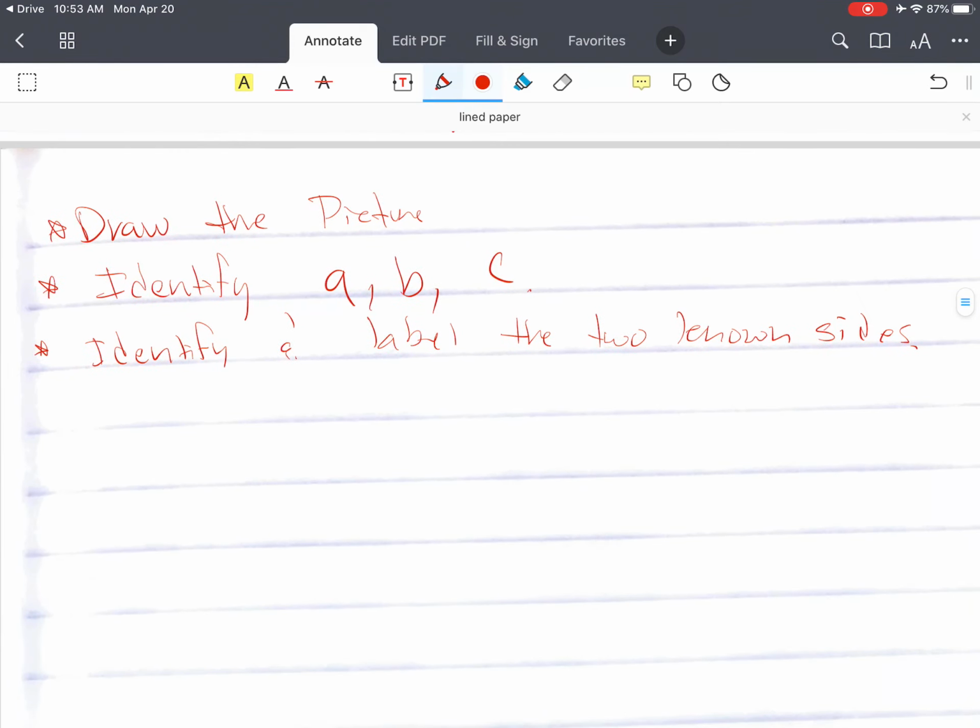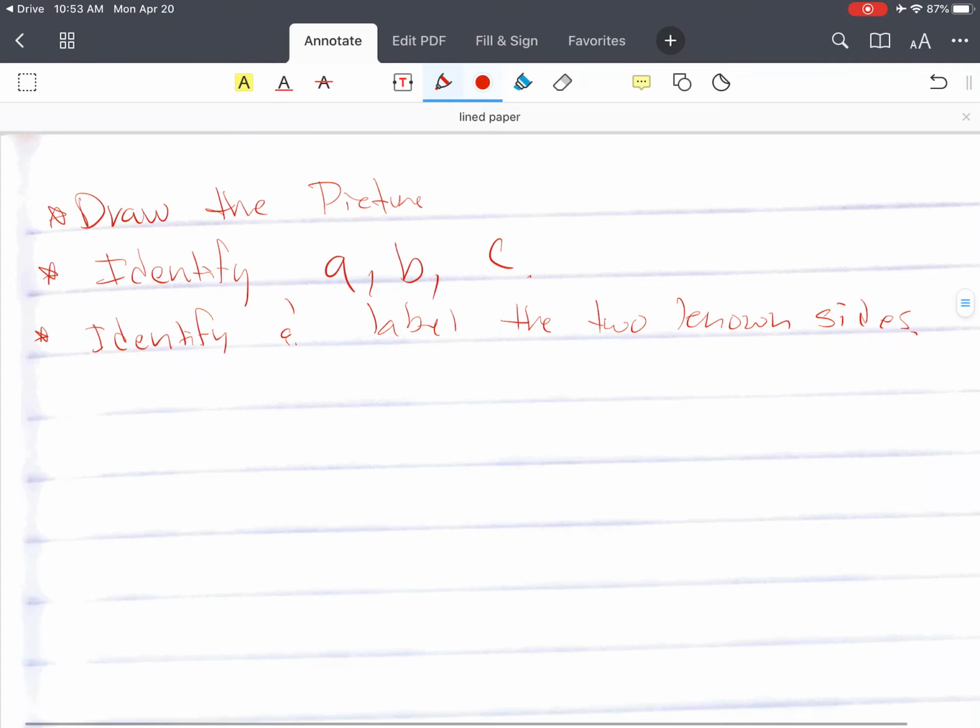And last but not least, once you've drawn the picture, you've identified what A, B, and C are, and you've labeled those sides on the picture, you're going to write the formula and use it, okay? Don't try to do everything at once, okay? Do it step by step. Read the problem first, right? Because these are going to be word problems. Read the problem. Try to visualize the problem. Once you visualize it, draw the triangle or draw the problem out, okay?